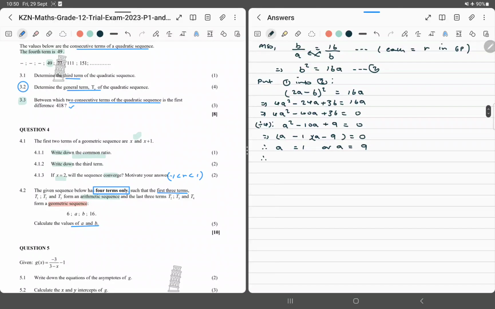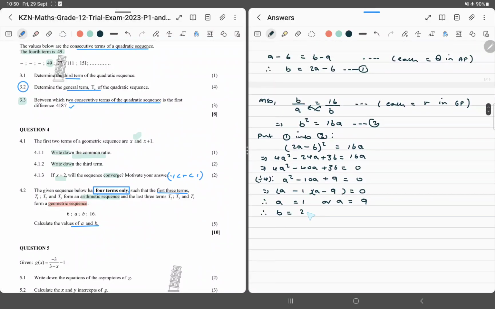Which also implies that our B is going to be 2 into 1 minus 6, or B is going to be 2 into 9 minus 6. This becomes minus 4. This becomes, this is basically going to be 18 minus 6, that is 12.